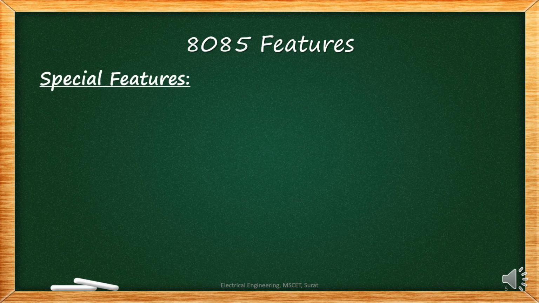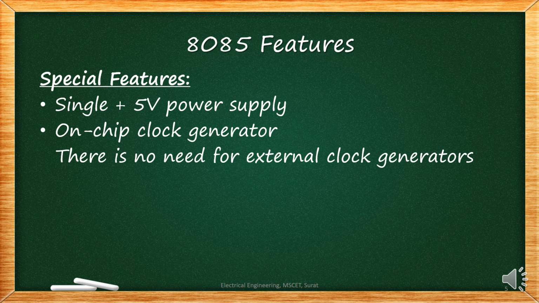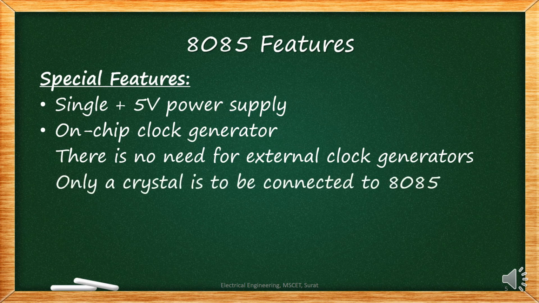Now let's talk about the special features. This is the first microprocessor which works on only a plus 5-volt power supply. So it requires very less power to work. Second, it has an on-chip clock generator. What that means is you do not have to connect clock generators separately. It has an inbuilt clock generator. You just have to connect a crystal to it. There is no need for an external clock generator. Only a crystal is to be connected to the 8085.